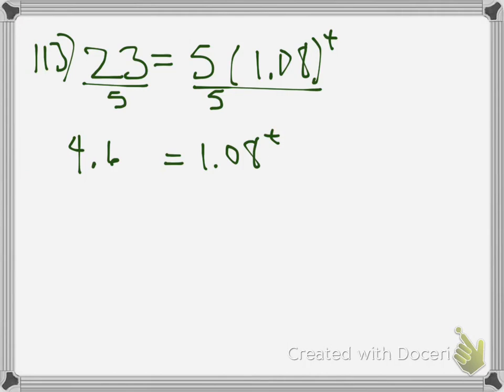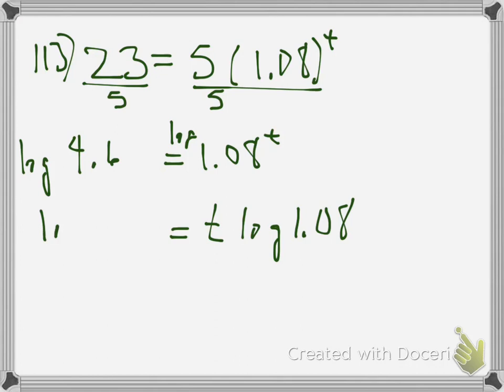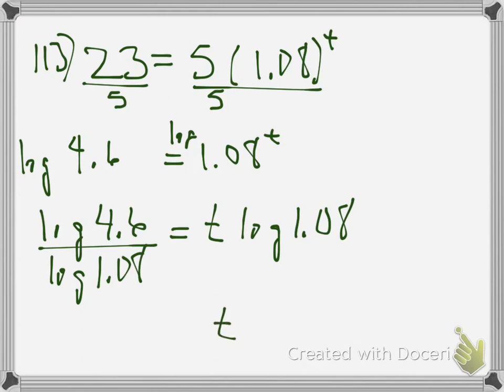And then to get rid of the 1.08, since there's a t power, you'd have to use a log. So you'd say log of 4.6, log of 1.08. And see, because of that, we can move the t in front of it, and then that means we're treating this like a number. Log 1.08 is a number, and I can divide by it, so I can type into the calculator those two divided and get my final answer of 9.829.